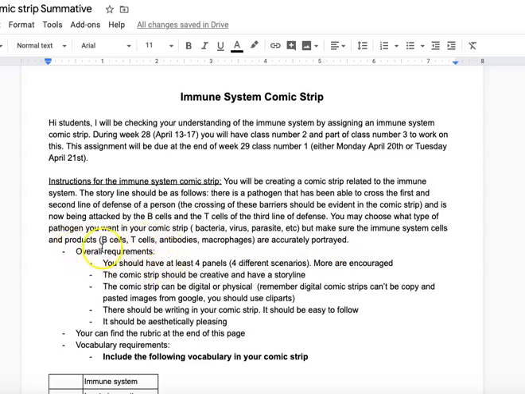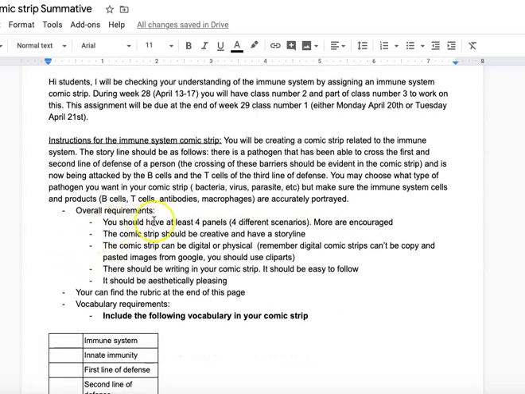What are your overall requirements for this activity? You should have at least 4 panels, so 4 different boxes, okay? If you know what a comic strip looks like, it's a set of different boxes, and in each one of those boxes there's a different scenario, right? So you should have at least 4 scenarios, 4 panels. If you can do more, you are encouraged. It should be creative, it should have a storyline, that should be awesome.